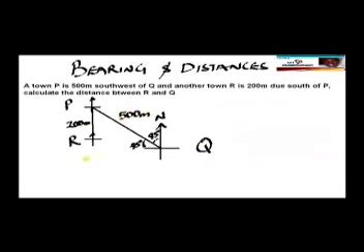So that's what we're looking at, and what they say we should find is the distance between R and Q. So we're looking at this very distance between R and Q here. Alright, we don't know what this distance is. We'll call it X.